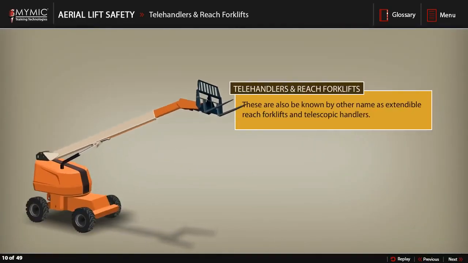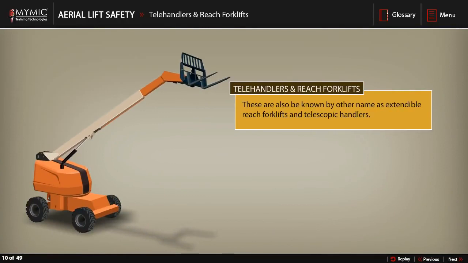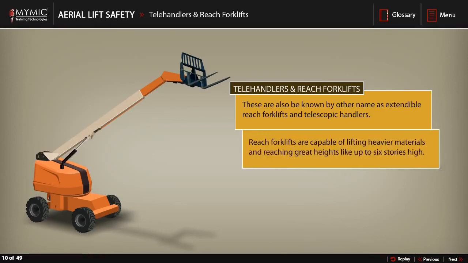Telehandlers and reach forklifts. Telehandlers and reach forklifts are known by a variety of names, including extendable reach forklifts and telescopic handlers. They are capable of handling a variety of tasks that require lifting heavier materials and reaching up to 6 stories high. Reach forklifts are powerful machines that are capable of lifting heavy loads to great heights.